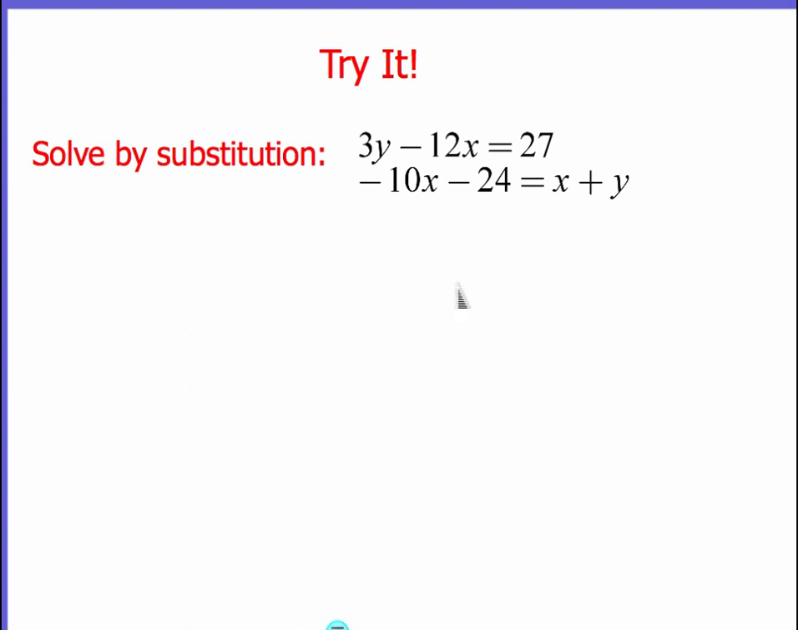You need to solve this system by substitution. All right, so solve this system by substitution.